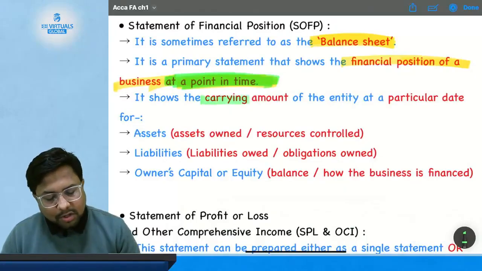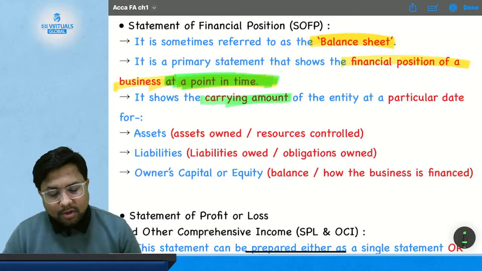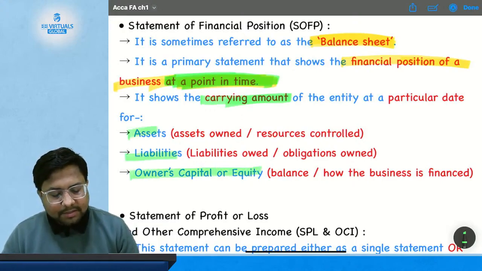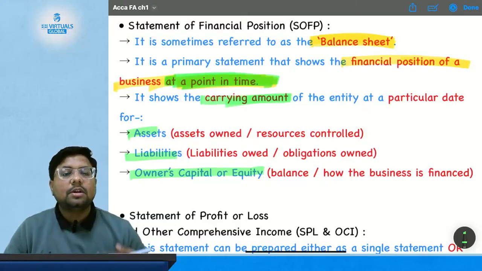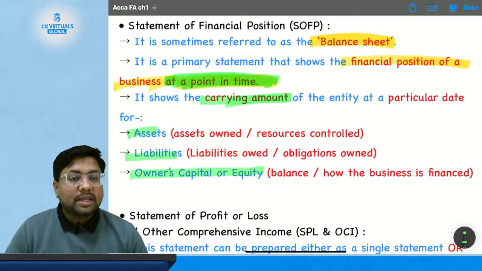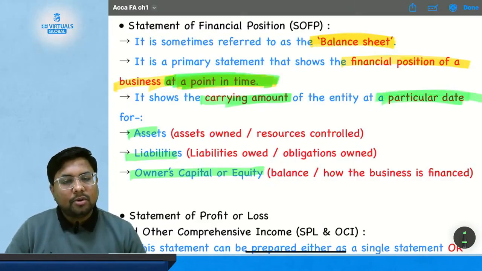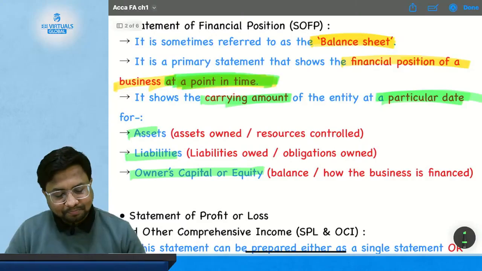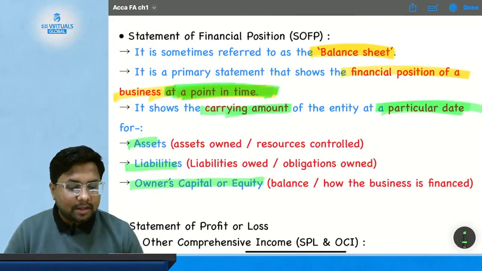It shows the carrying amount of the entity at a particular date for assets, for liabilities, and for equity and owner's capital. So what is the financial position going to show you? The carrying amount of the entity at a particular date for assets, liabilities, and owner's capital and equity. Okay. So now let's understand what is carrying amount.